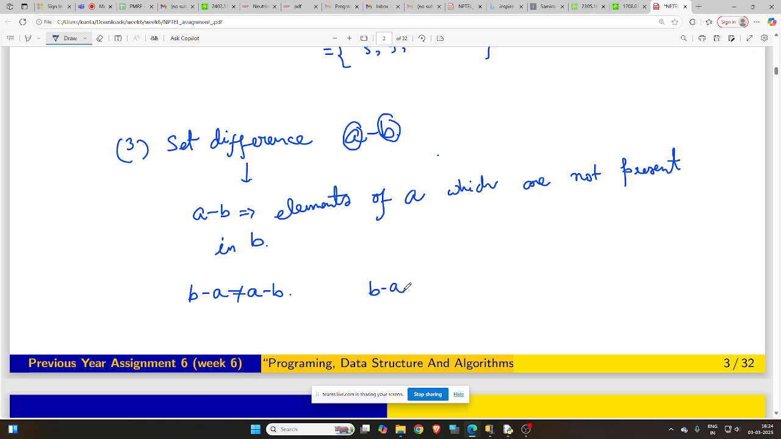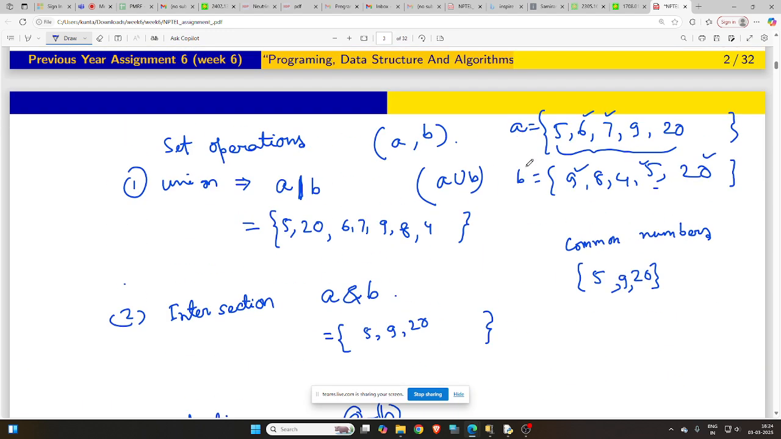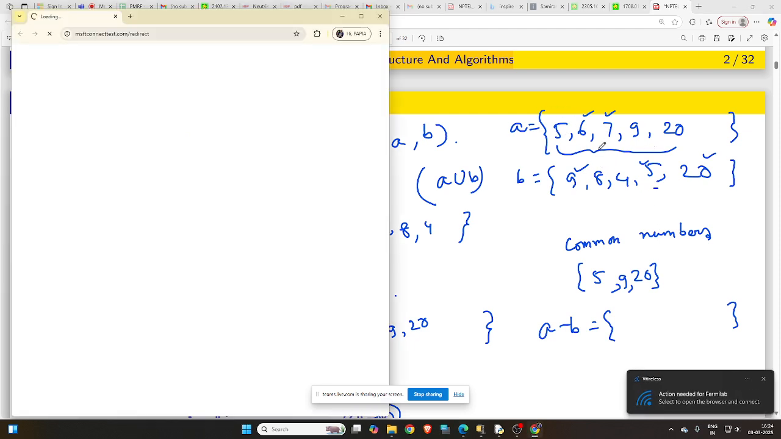Because what is B minus A? B minus A will be elements of B which are not present in A. Now you can see for this example, if I have A minus B, then what will it give? Elements of A which are not present in B.